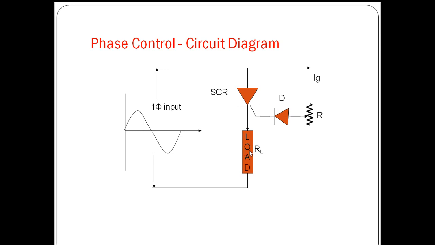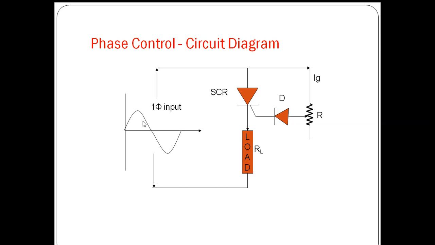Here we are using a load. This load will be connected in series with an SCR, and this circuit will be connected in series with the input AC supply. And here this is the firing circuit. The gate circuit will consist of a variable resistance in series with a diode.